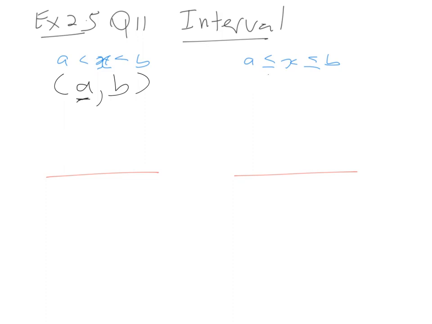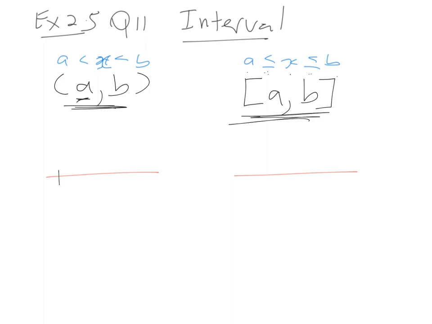If we've got this one here, a little bit different. This says a is less than or equal to x, and x is less than or equal to b. So for that, we use square brackets. Now, the difference is this here does not include a or b. This does include a or b.